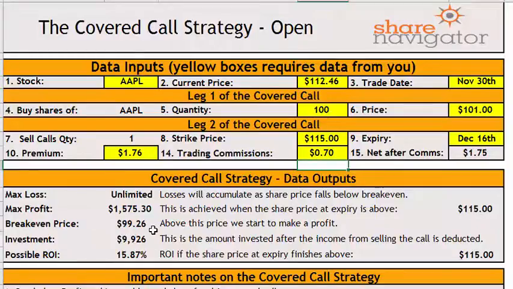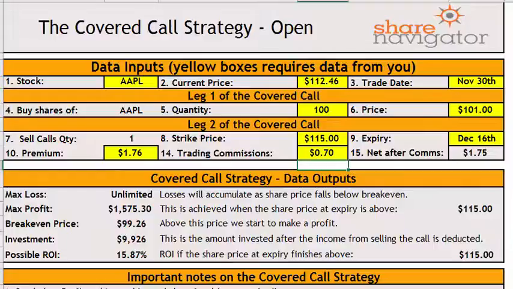Our break-even price is $99.26. So any price above that and we'll make a profit on our Apple shares. And our total investment is equal to our break-even price multiplied by the number of shares that we own. As you sell covered calls on your original stock position, you're always reducing your break-even point. So that's one of the benefits of the strategy. Our possible return on investment is 15.87% on this trade if the share price finishes above 115.